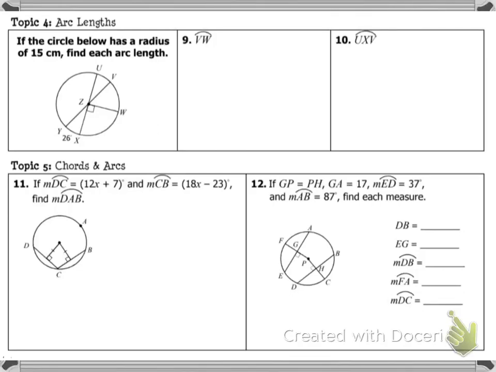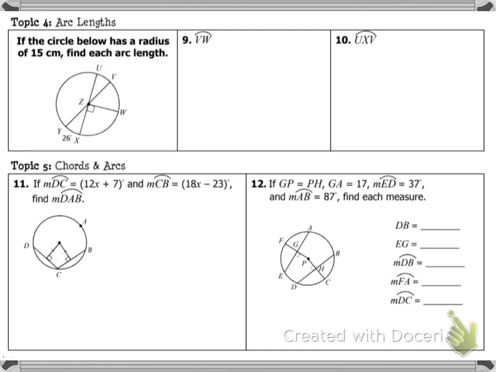Okay, confession. At the end of the last video, I said that topic 3 was topic 2, but it's okay because we are done with topic 3, and now we're on to topic 4. Topic 4 is talking about the arc lengths. If the circle below has a radius of 15 centimeters, find each arc length.